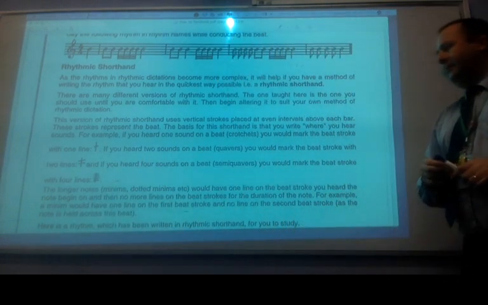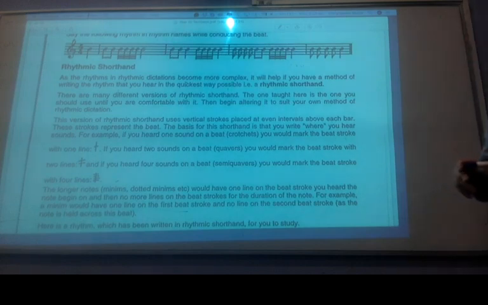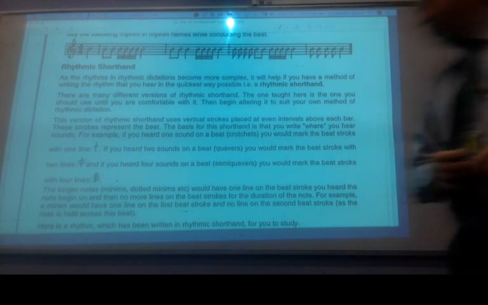The longer notes, minims, dotted minims, etc., would have 1 line on the beat stroke you heard the note begin on, and then no more lines on the beat strokes for the duration of the note. For example, a minim would have one line on the first beat stroke and no line on the second beat stroke as the note is held across this beat. Here is a rhythm which has been written out in rhythmic shorthand for you to study.